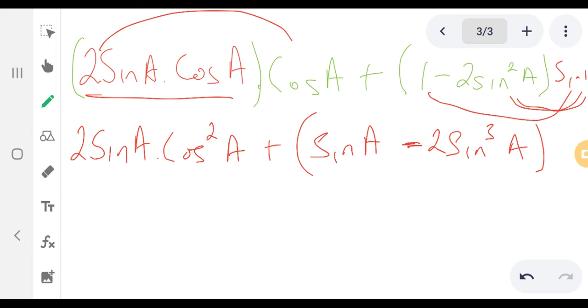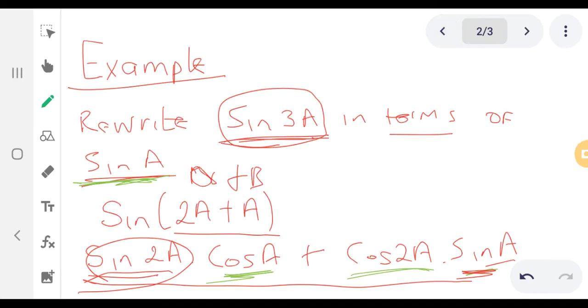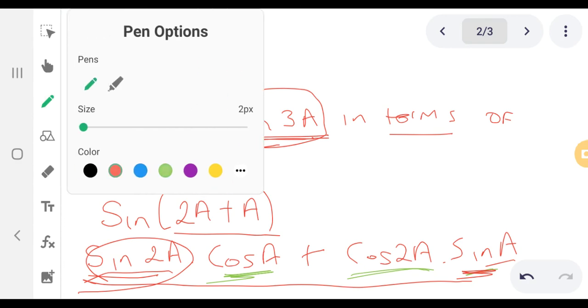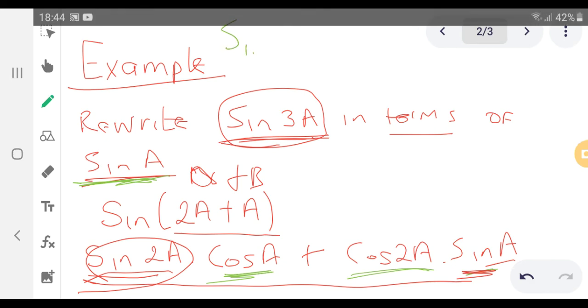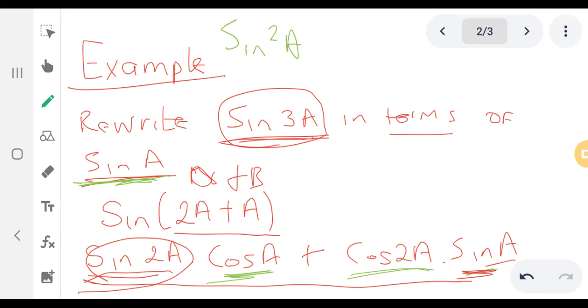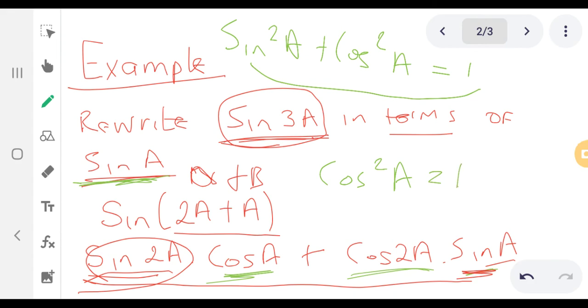Now guys, the problem is that they said I need to write it in terms of sine a. So I still have cos a, which is a problem. But it's not that much of a problem if you know from grade 11 that the sine squared of a plus the cos squared of a can be given as 1. Now if I take the sine to that other side, cos squared of a can be written as 1 minus the sine squared of a.